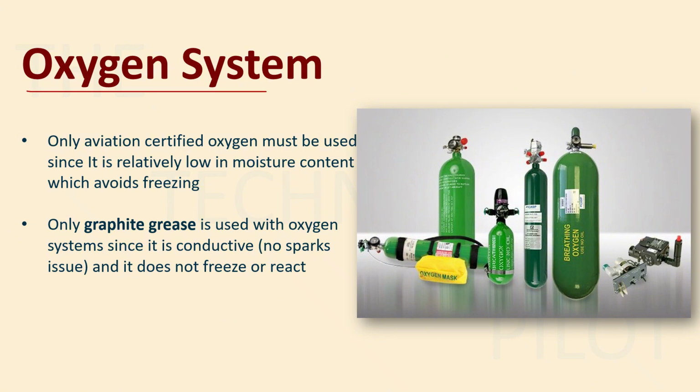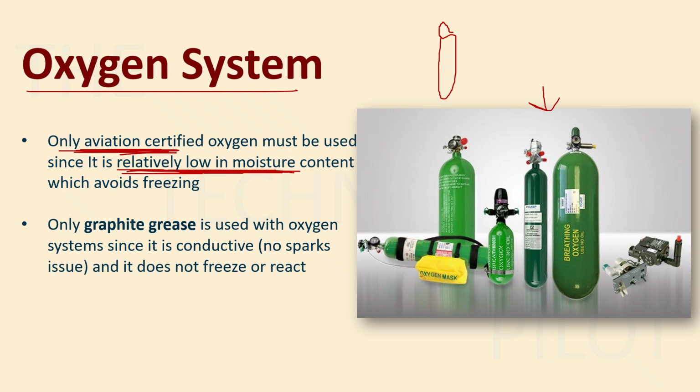The oxygen used in aviation should be aviation certified, right? It is not a normal oxygen gas that we have seen in the hospitals. It is aviation certified, so it is a little different because it has a relatively low moisture content. These green colored cylinders are for aviation purposes, and the black colored cylinders are used in medicals. These cylinders contain oxygen gas, and these are aviation certified cylinders. They have oxygen gas at a relatively lower moisture.